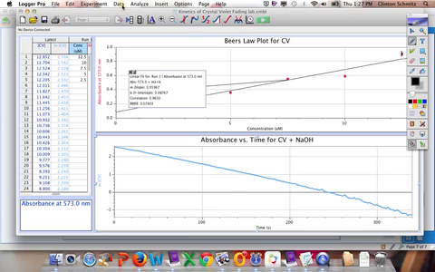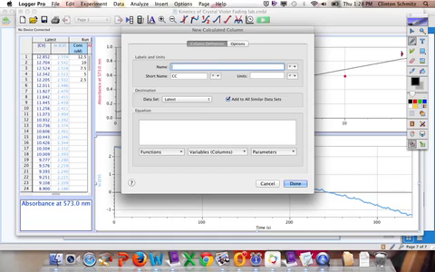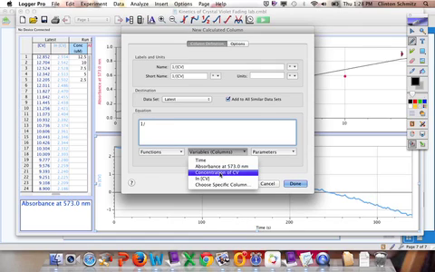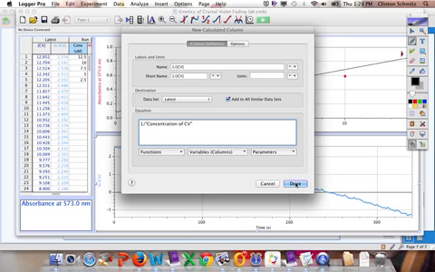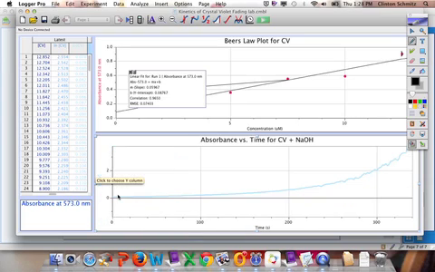We'll go Data, New Calculated Column, and this one will be 1 over the concentration of crystal violet. The short name can be the same thing, 1 over the concentration of crystal violet. We'll just go 1 divided by, pick our variable, concentration of crystal violet, hit done. Now we can plot that one and see what it does. So we go 1 over crystal violet, and you can see that one is kind of a curve.